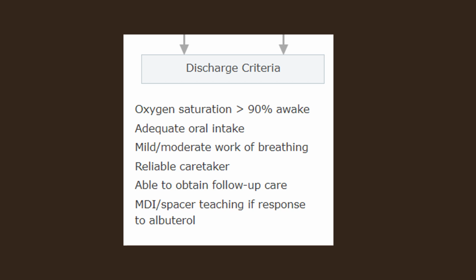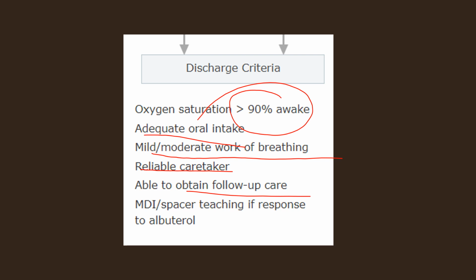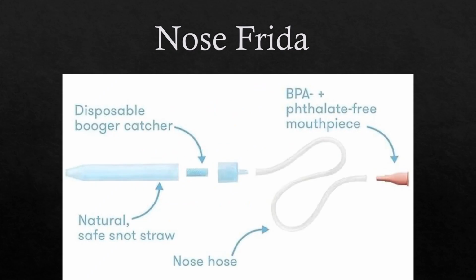We allow them to be discharged home if they can maintain an oxygen saturation of greater than 90% when awake or 88% when sleeping. Again, they're able to maintain their hydration. It appears that they're able to maintain their work of breathing without fatiguing. They've got somebody reliable who can take care of them, somebody who's able to follow up with them to ensure that they're improving. And for the kids who use albuterol, make sure they've got albuterol at home that they can use. As I said, the mainstay of treatment is nasal suction.